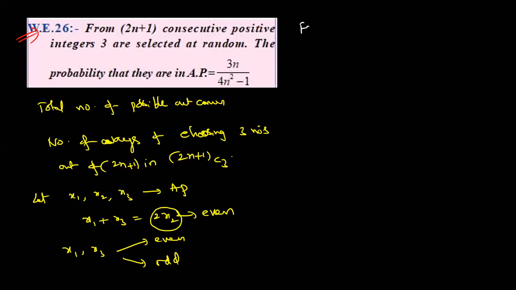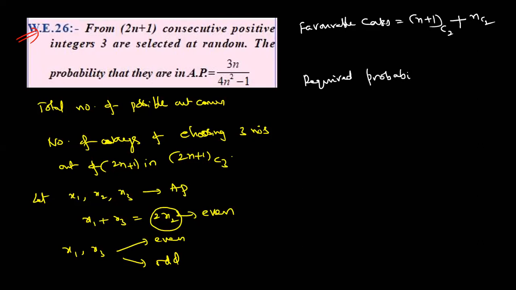So favorable cases? Odd numbers, how many are there? n plus 1. You have to choose two, so n plus 1 C2. Or how many even numbers? Exactly n, so n C2. That is the answer. n plus 1 C2 plus n C2 is how much? Simplify.